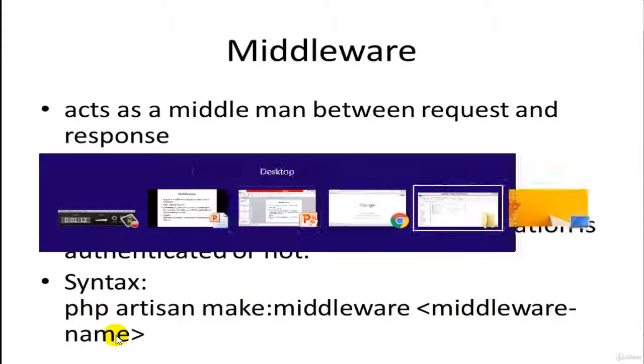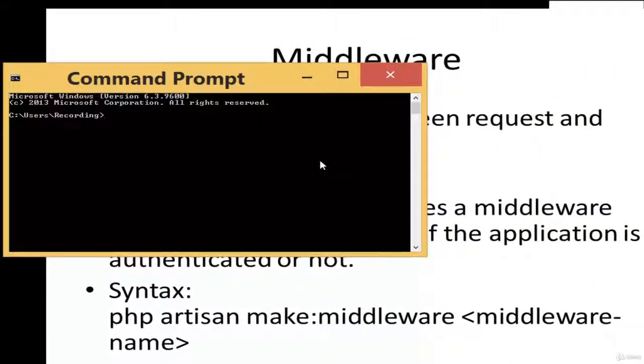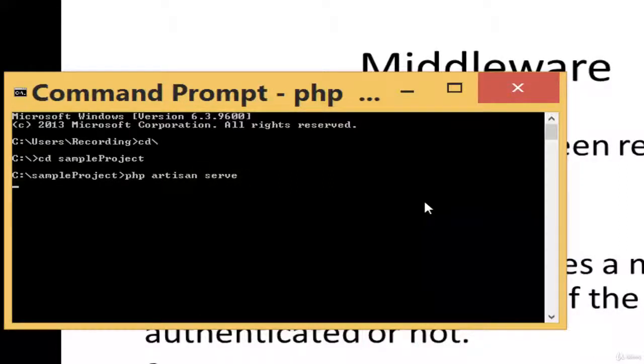So let's move on to our command prompt. I'll go to the desktop and check out the command prompt. First of all, let's start with our project. I will go to the concerned drive, that is cd sample project, which I created in the previous chapters. Then I'll start serving the project, so it is php artisan serve. Let's check if it has been done or not. It will take a while. Okay, the project has been deployed under 8000.